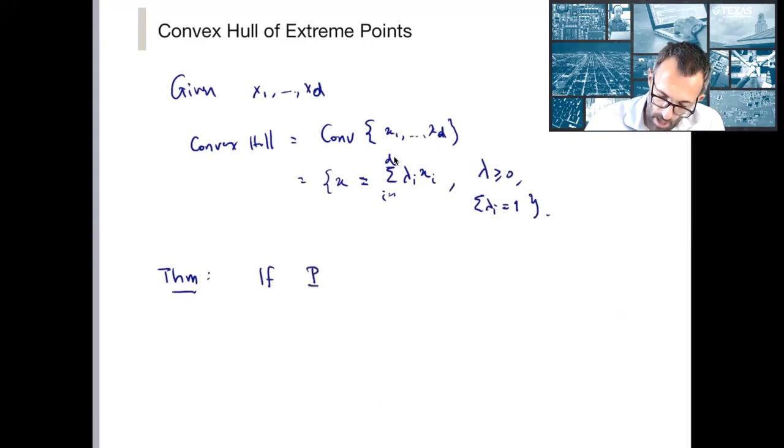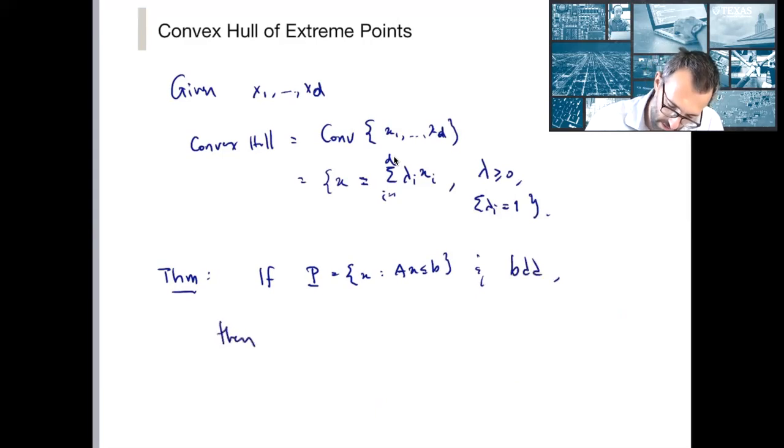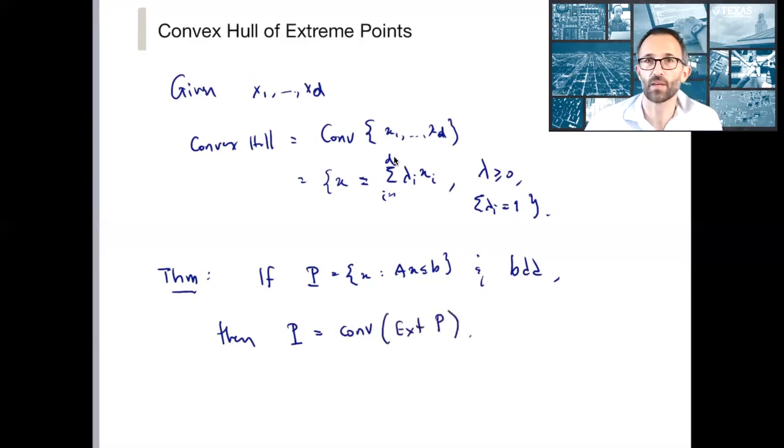So an important result, again immediate from the picture, is that for any polytope, so if P is Ax less than or equal to b and it's bounded, then whether we specify the extreme points or the inequalities that carve it out, we have the same object. So P is equal to the convex hull of the extreme points of P. Again, this seems obvious, but it has deep connections to Banach space theory, where understanding the relationship between extreme points of sets in a Banach space is really important. But we don't need to deal with any of that here.